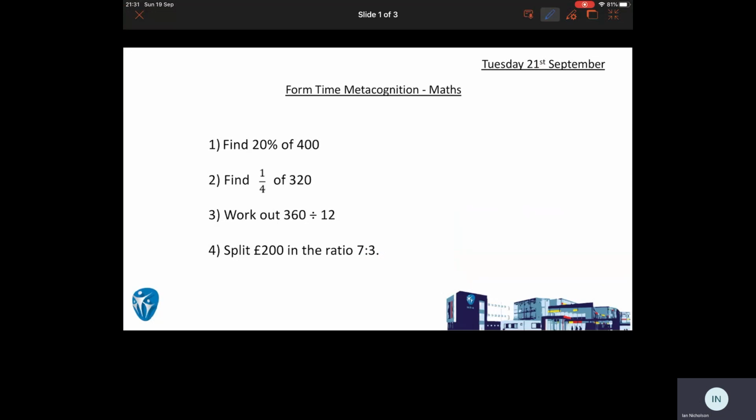Hi, good morning. We're going to look at some maths today and this idea of metacognition. What I want you to do just to start off is have a go at these 4 questions for me, please. I'm just going to give you a couple of minutes writing down in your books.